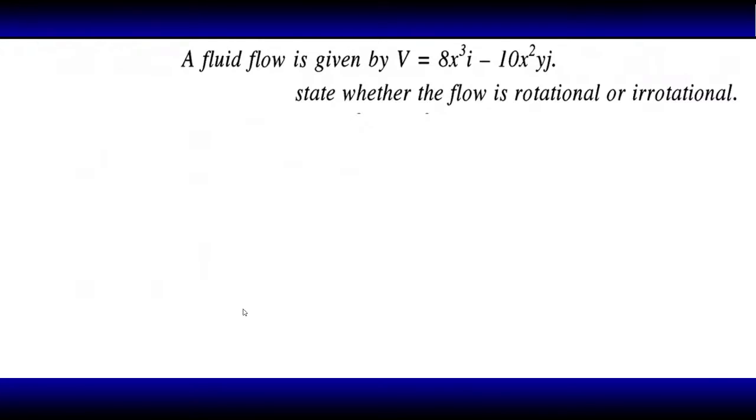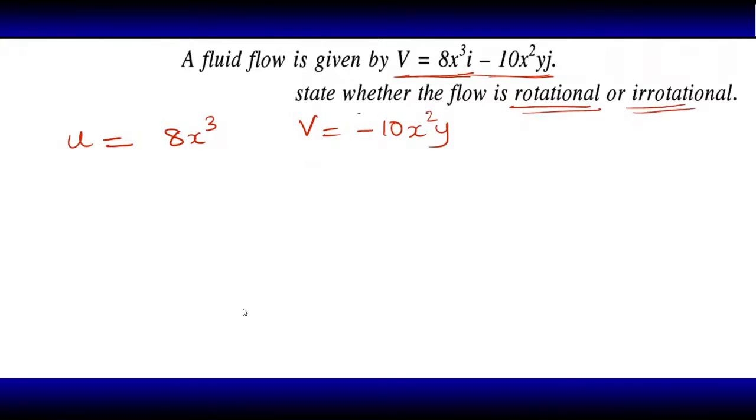Okay. Now we have another question over here. Now this is, as I have explained, in terms of equations they have given. So from here you have to sort it out. What is u? U is 8x cube and v equals minus 10x square y. And you have to find whether the flow is rotational or irrotational.